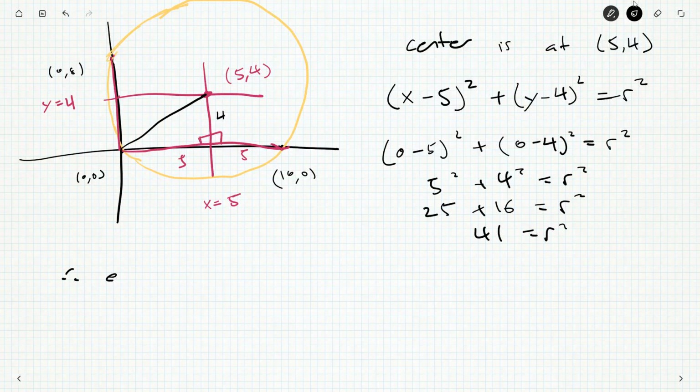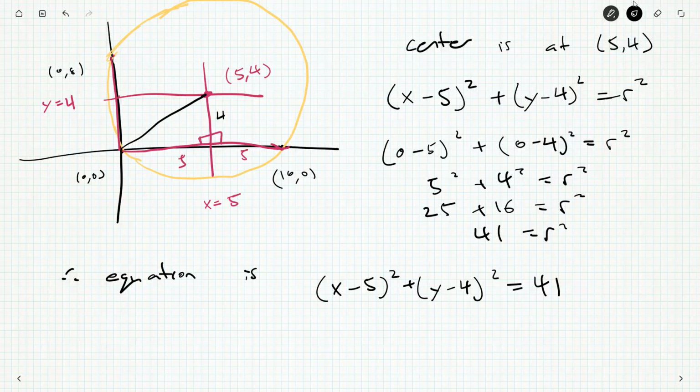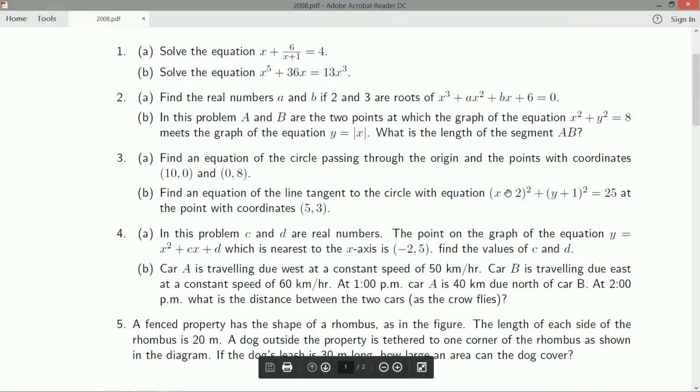So the equation of the circle we're looking for is (x minus 5) squared plus (y minus 4) squared is equal to 41. The radius is root 41. You can double check this by plugging in any of the other points they gave you, the (0, 8) or the (10, 0). It's all going to work out. So we get the equation of the circle. Very nice.